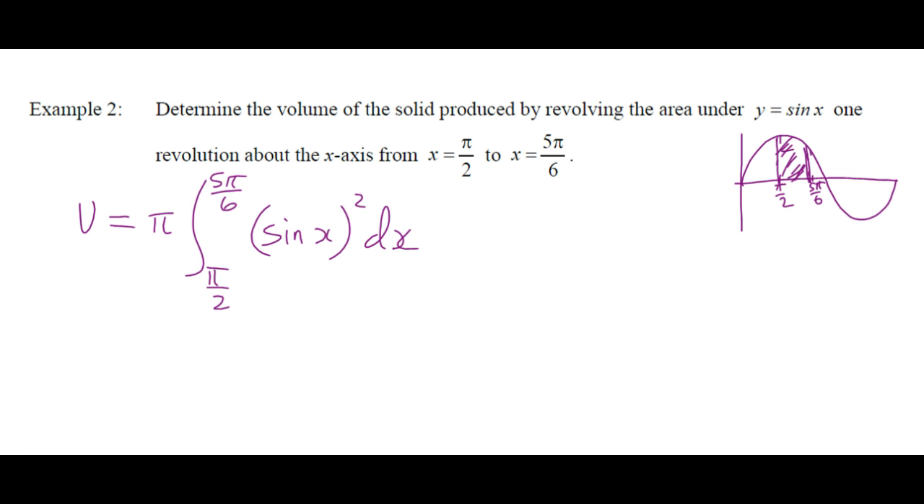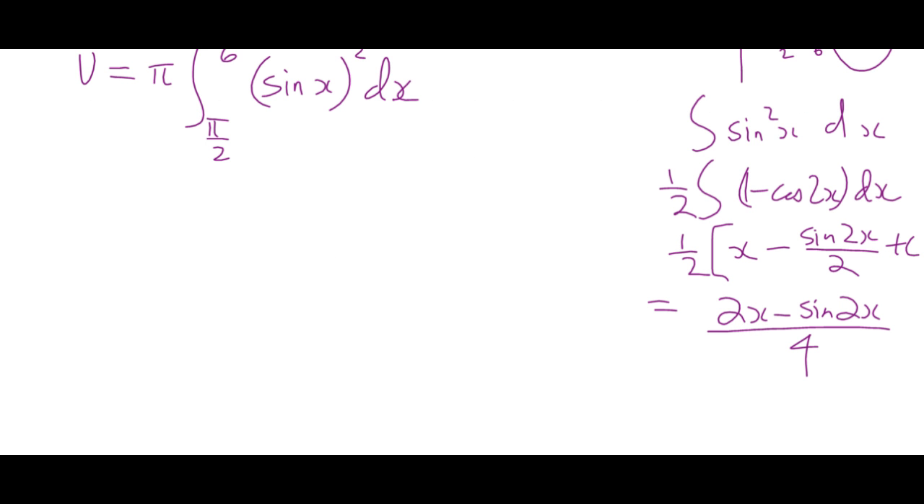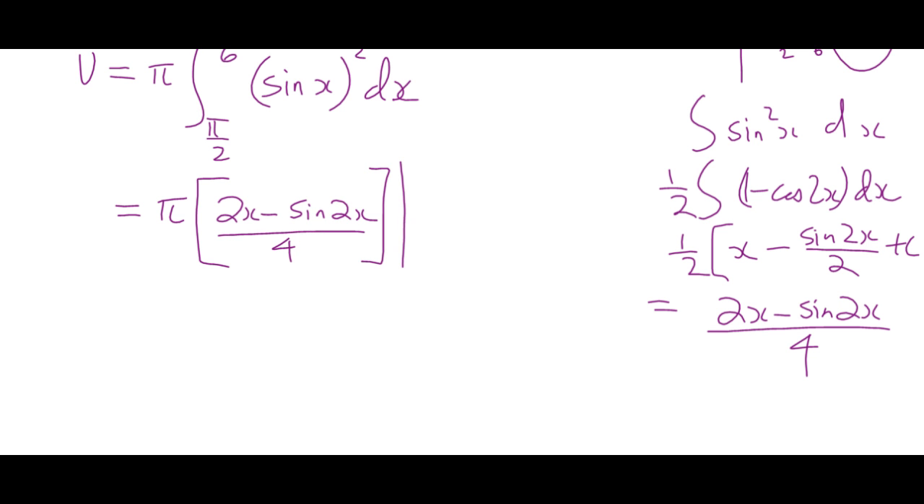So I'll pause, give you a moment. You can work out the integral. Okay, so we have pi times the integral of (2x minus sine 2x) over 4, from 5 pi over 6 to pi over 2.